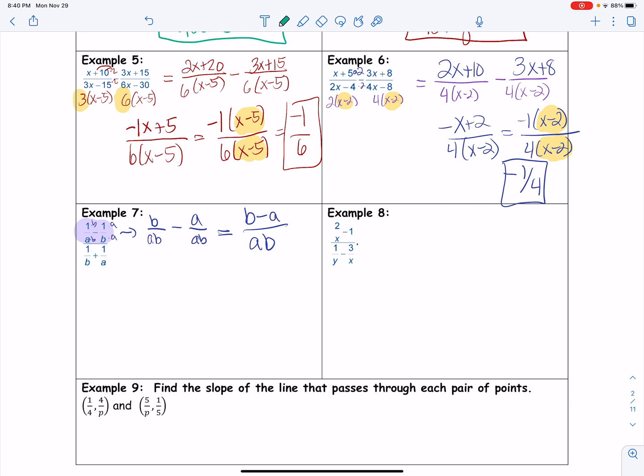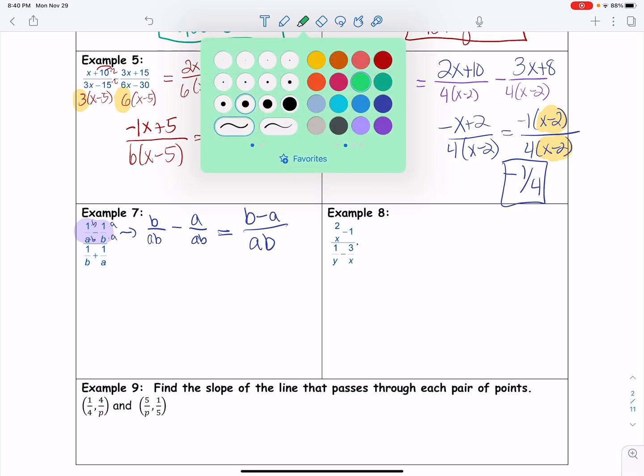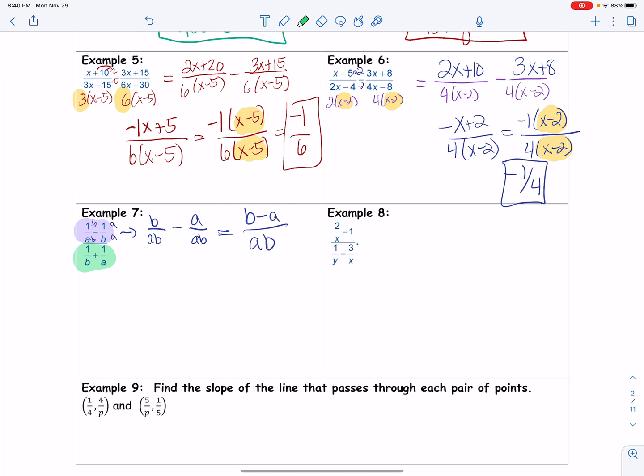Okay, so now I'm going to highlight this in green. I'm going to do the same thing. I'm going to ignore the top and just do this problem on the bottom. Don't I need AB? And you could put BA, it doesn't really matter. Here I would multiply by A, so I'd get A, and here I would multiply by B, so I would get B. And so this fraction would be A plus B over AB.